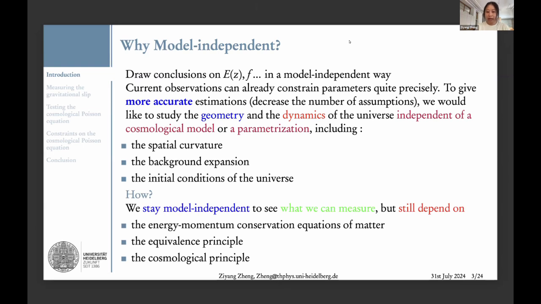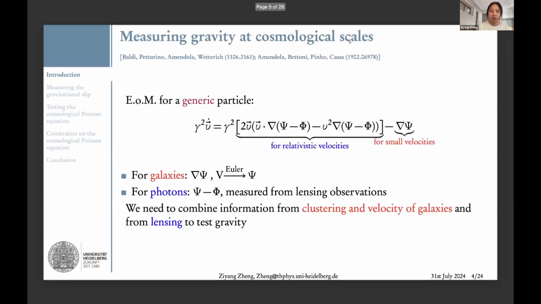But of course, we have to make some assumptions. All the assumptions here are already outside of the scope of assuming a cosmological model. For instance, the only assumptions are the equivalence principle, the cosmological principle, and the energy momentum conservation of the matter component. At local scales, if we want to test gravity, the local gravity experiments can always be hidden due to the screening mechanism. This indicates that in order to test gravity, we need to measure at cosmological scales.